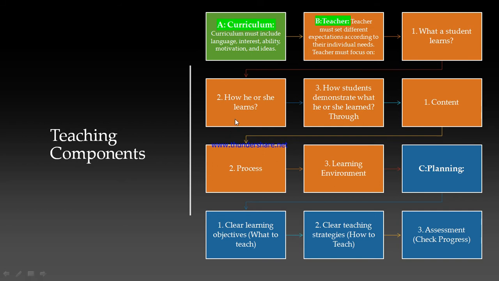Second point, how he or she learns. How means another question: how you, as a teacher, are going to teach. Strategies. And how students demonstrate what he or she learned. While you are applying the decision, this is the main component here, how he or she learns.